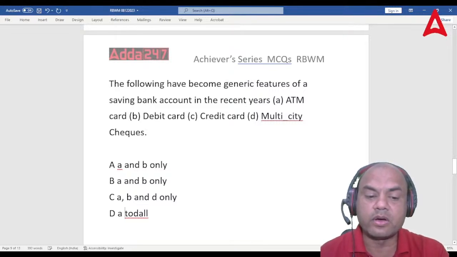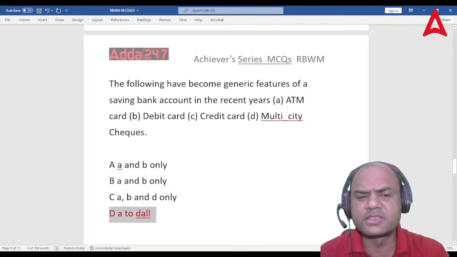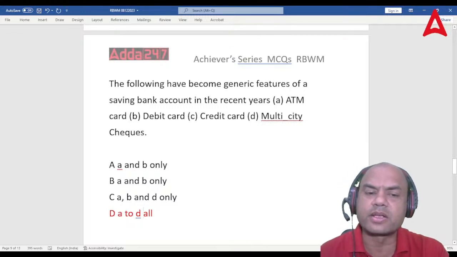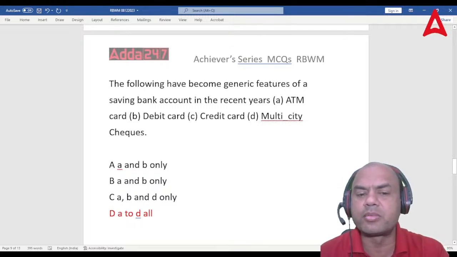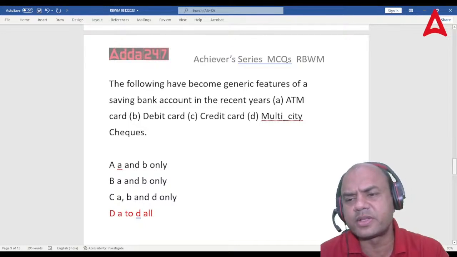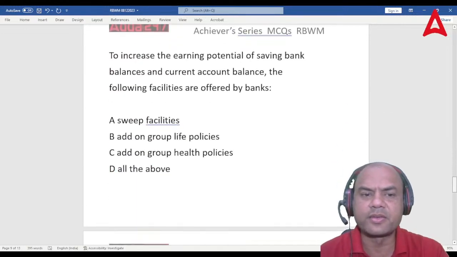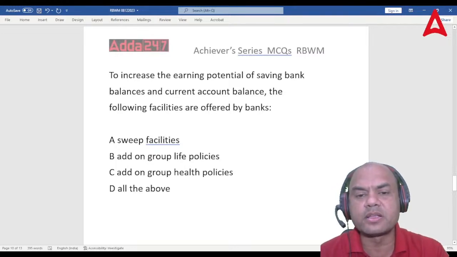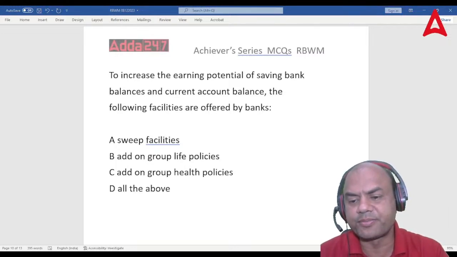A to D, all of them have become the generic features now. Nothing is new. Credit card is also done. Every bank is giving all these products. ATM card, debit card, credit card, multi-city checks. Everyone is giving the same. Isn't it?